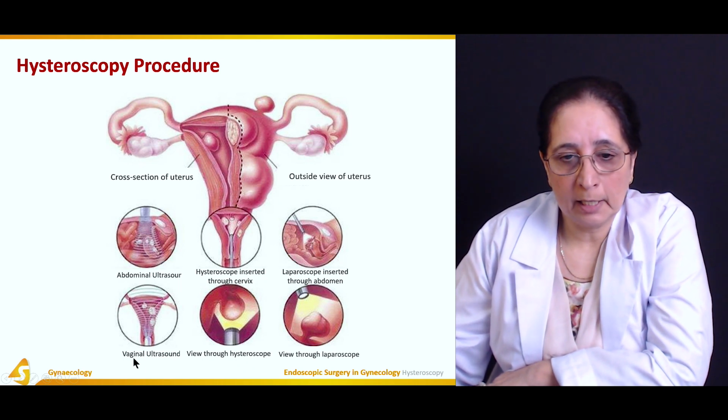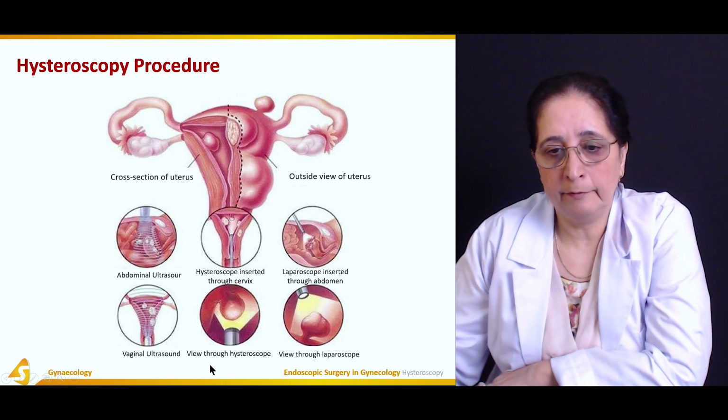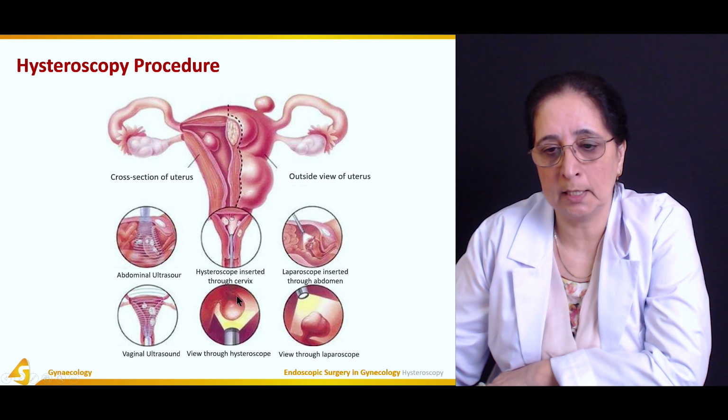Then again, vaginal ultrasound through the vagina here, and abdominal ultrasound. Then the view through the hysteroscope inside the uterus, and you can see the view through the laparoscope. This is the hysteroscope, and this is the laparoscope from the top. This is also a polyp or growth.